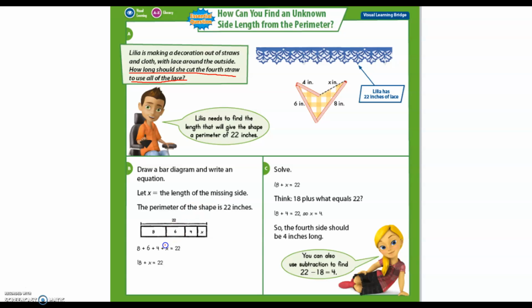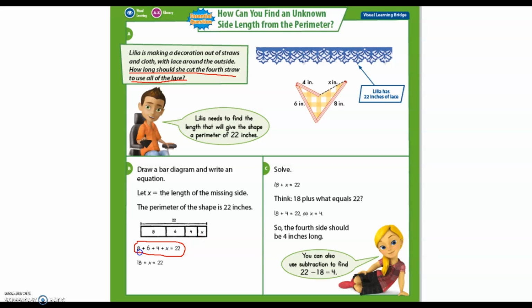Now, if you take a look at this equation, this is how we're going to solve it. So all of the sides, 8, 6, and 4, that we already know, are added together, plus the missing one. All of that together is 22. You can draw a bar diagram to help you figure that out. So here's the bar diagram. The entire thing is 22. We have 8, 6, 4, and then our missing number.